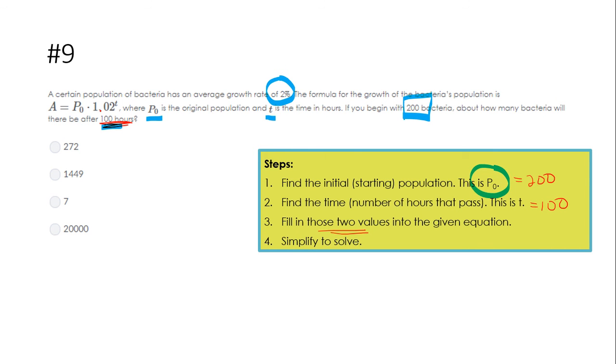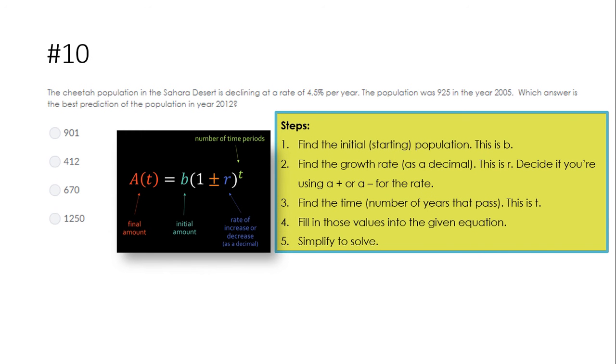Fill these two values into your function. Here's your P sub 0, here's your T. Plug those numbers in, simplify to solve. Pick your answer. Okay, so pause, finish number 9, and then come join me on number 10.